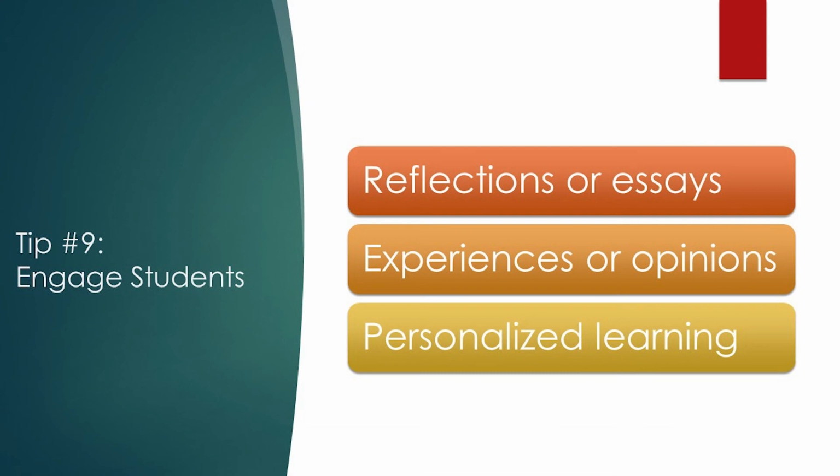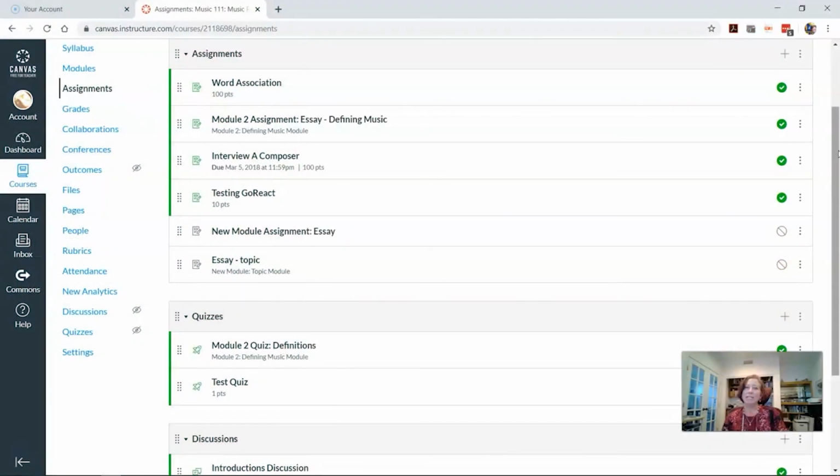Tip 9, include assignments that have students reflect on content in a personal way. That could mean having students tell you about a favorite song or their favorite type of music and why. This engages students at a deeper level and helps them to absorb information and synthesize the content that you're presenting.